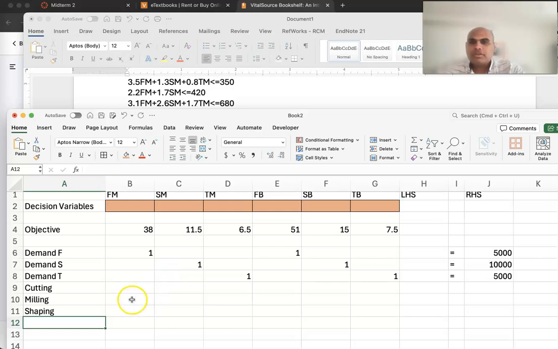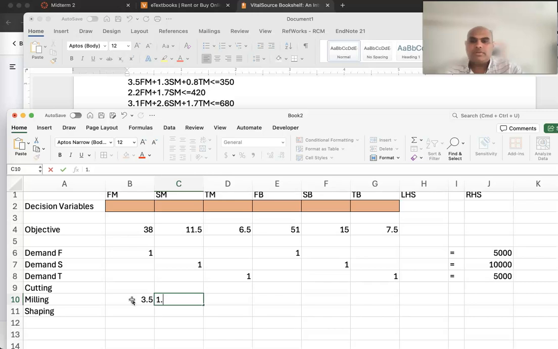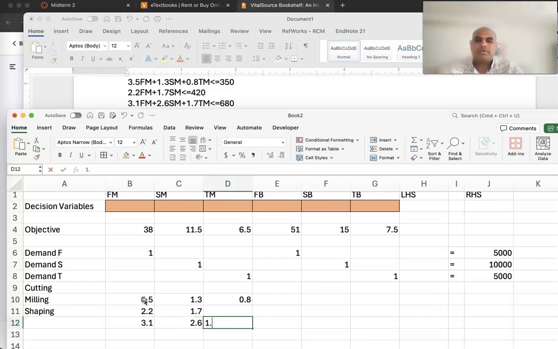All right. So cutting is 3.5 hours. 1.3 and 0.8. 2.2 and 1.7 and 3.1, 2.6 and 1.7. All of these are less than or equal to constraints.